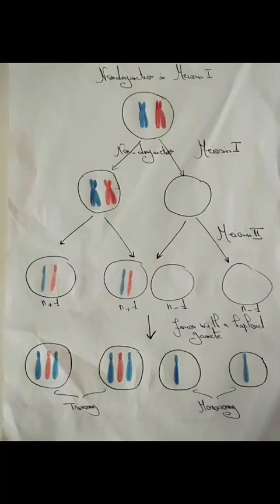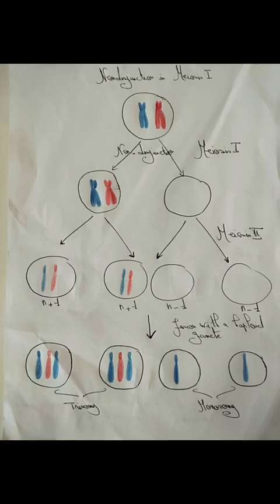Let's find out what happens when non-disjunction happens during the first meiotic division. Let's have a look at these homologous chromosomes. As you can see here, the homologous chromosomes failed to separate during meiosis 1. As a result, one cell got the two homologous chromosomes, while the other one got no copies of the chromosome.